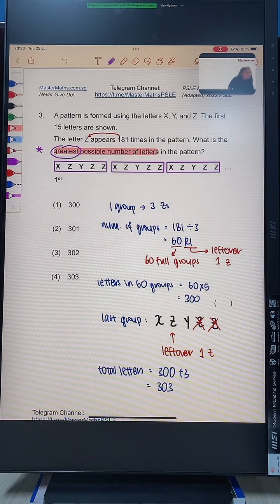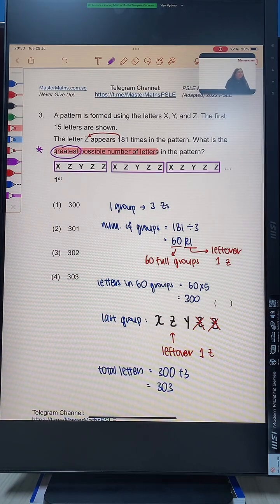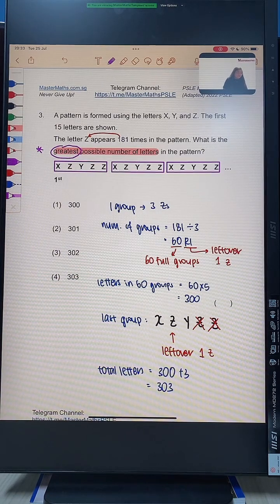Why is it still blurry? I hope this is okay. Alright, let me explain this one more time. For those of you who just joined, I see that there are more people joining now.